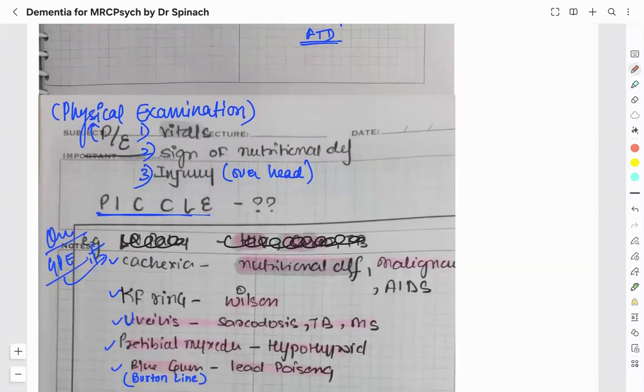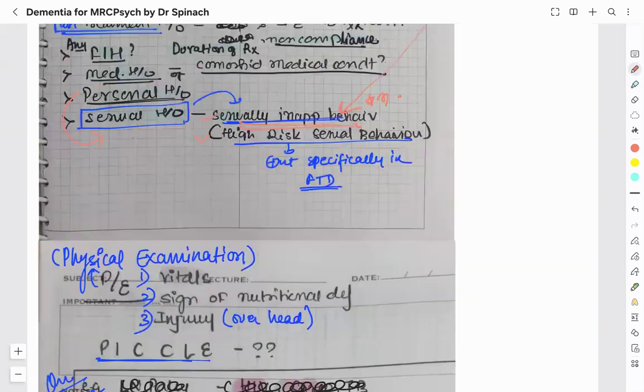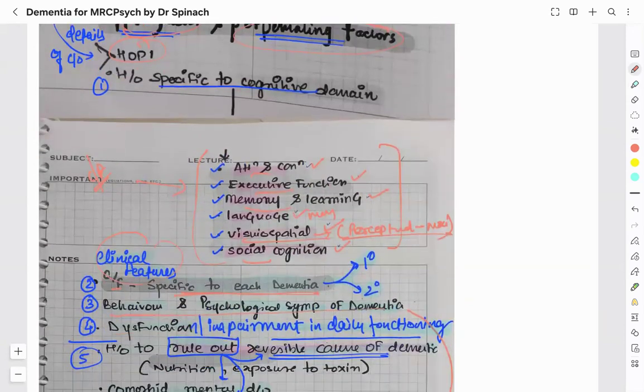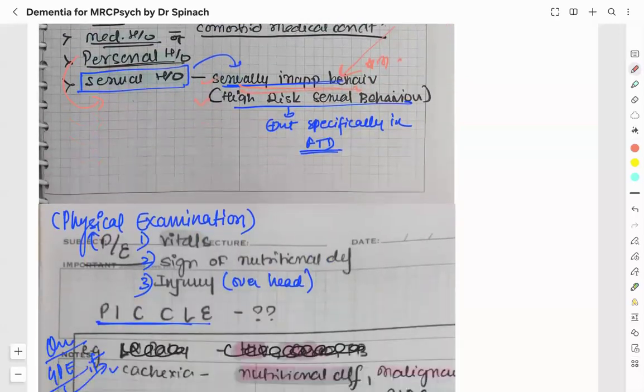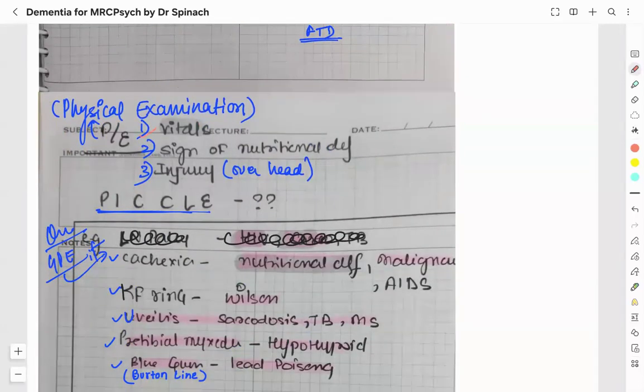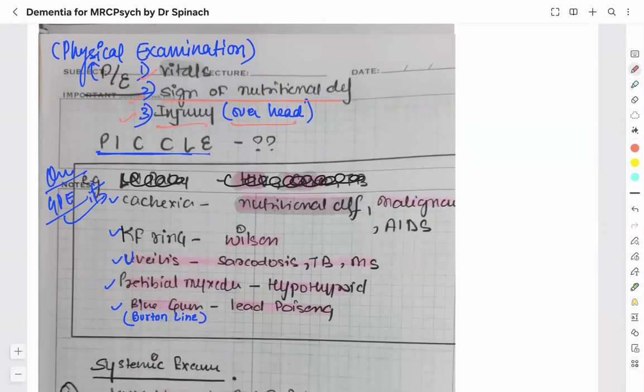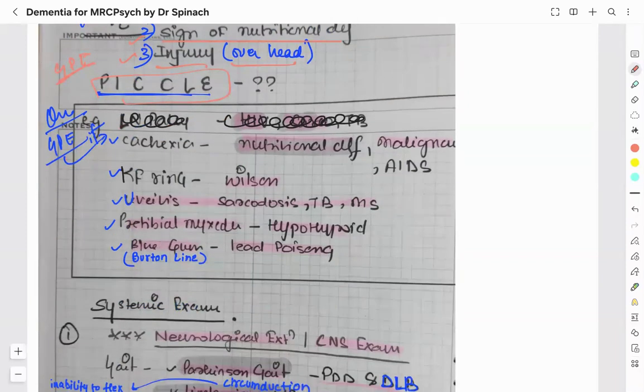Next, we go into the physical examination in assessment. We have seen clinical features, HOPI, past treatment history, medical history, personal history. Now, physical examination: vitals, signs of nutritional deficiency if we are suspecting any, and injury overhead if present. We will do the pickle in the general physical examination. If on general physical examination you find the patient is cachectic, you can look into nutritional deficiencies or malignancies or AIDS.